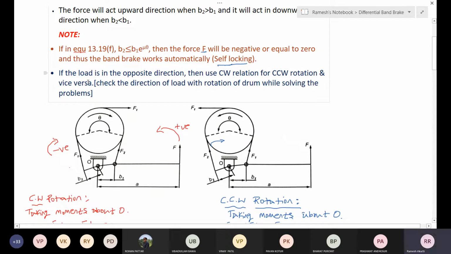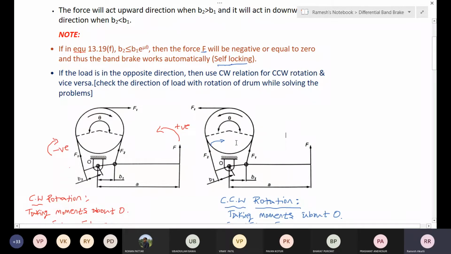And as I told you, the force will be acting upward or downward. Then how do you need to solve the problem? In some cases, the problem might say the force is acting downward. At that time, how do you solve it? If the load is acting in the opposite direction, that is, we have taken upward, for example assume it is acting downward, that is the opposite direction. Then you have to use the clockwise relation for counterclockwise rotation.